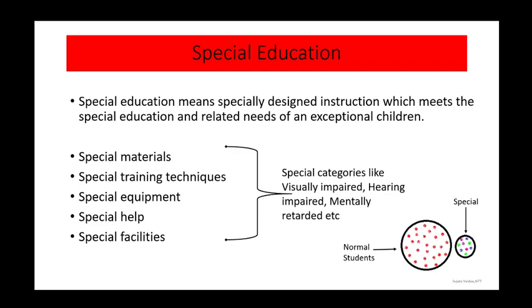Means if visually impaired student is there, so large print material or braille lipi is being provided to such type of students. As you can see in the diagram, in special education system, these special education students or special needs students are segregated from the normal students.